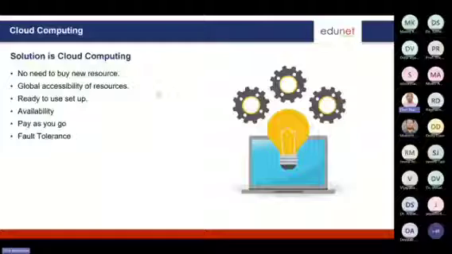Availability is high. Let me give one example: Azure provides 600 plus services in total. Let me take service number one. If I request service number one, they provide me service number one.